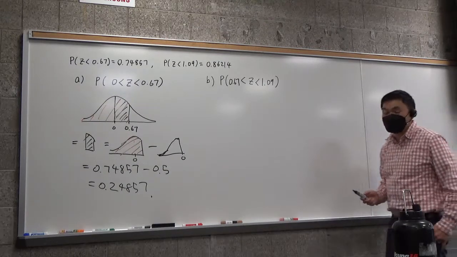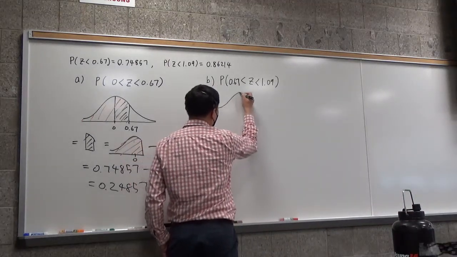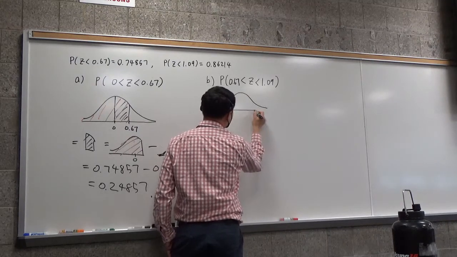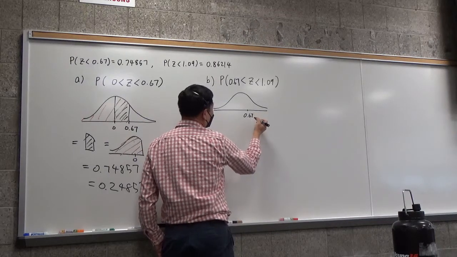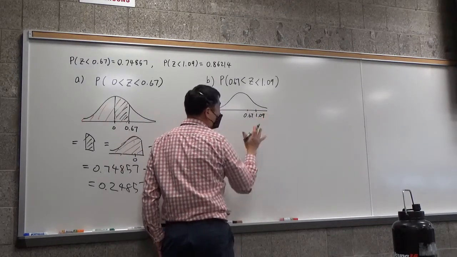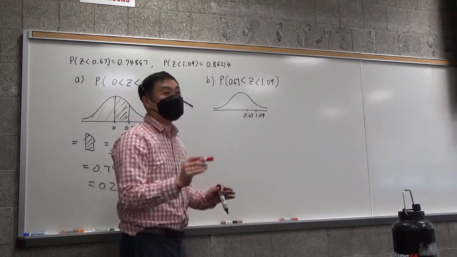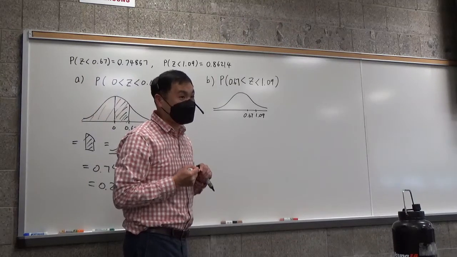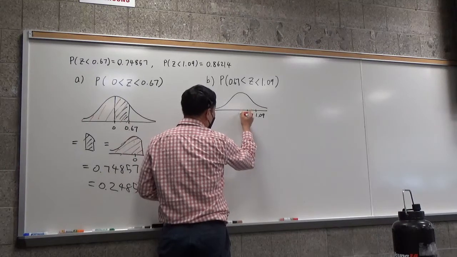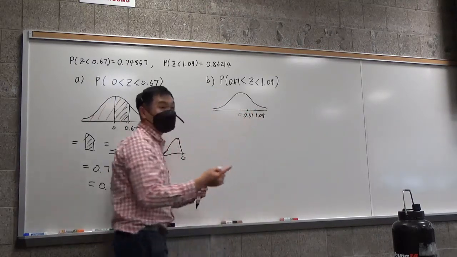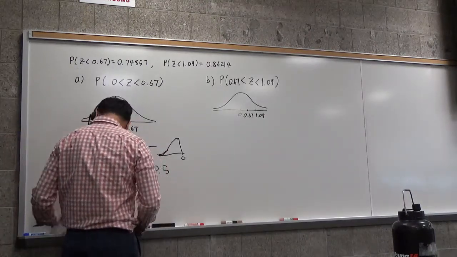I think there are more people who are lost, so let's do it together. First draw the bell curve, and let's say this is 0.67 and this is 1.09. I don't know exactly where these numbers are, but you just need to know which ones to subtract. I'm not asking you to draw a perfect picture here. All we know is that here is 0, and these are positive numbers, so they must be on the right side. And we actually have two parts to this.